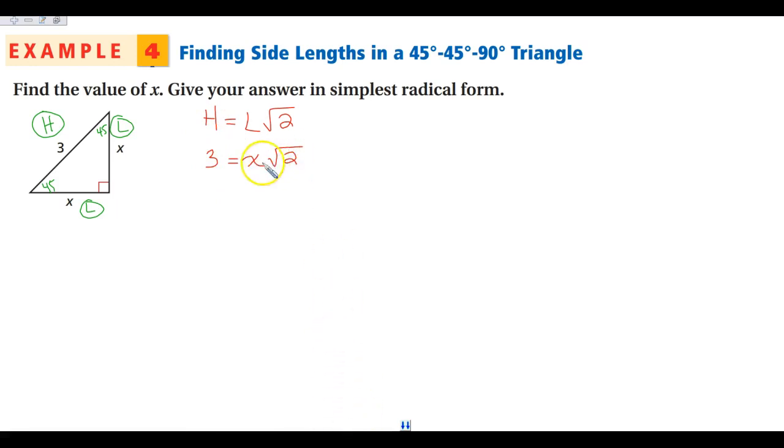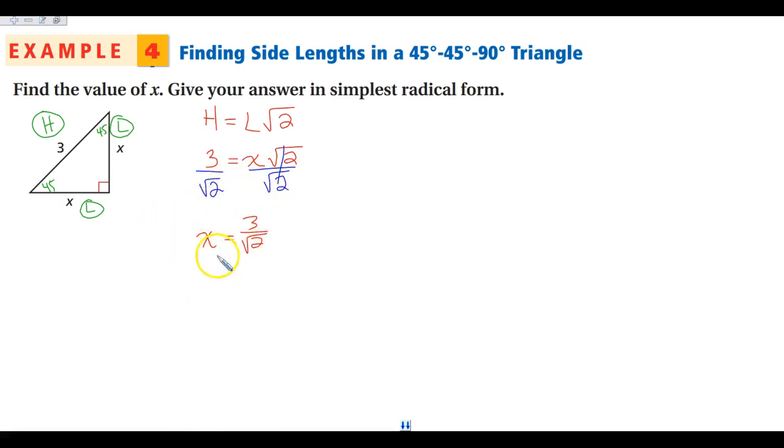So we are going to, same thing we did in the last problem, divide both sides by the square root of 2. This square root of 2 over square root of 2 is going to reduce to 1. So all I'm going to do is write these in the reverse order. I'm going to write x equals 3 over the square root of 2. Okay, so I'm just kind of flip-flopping here.